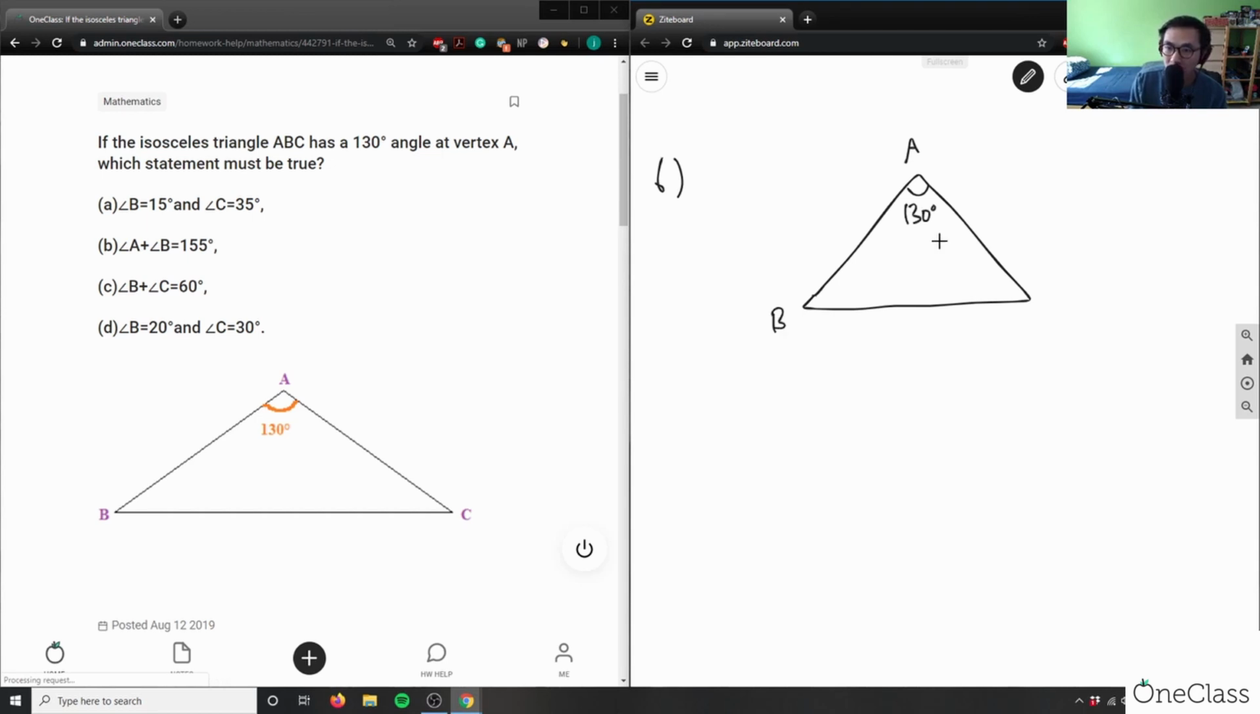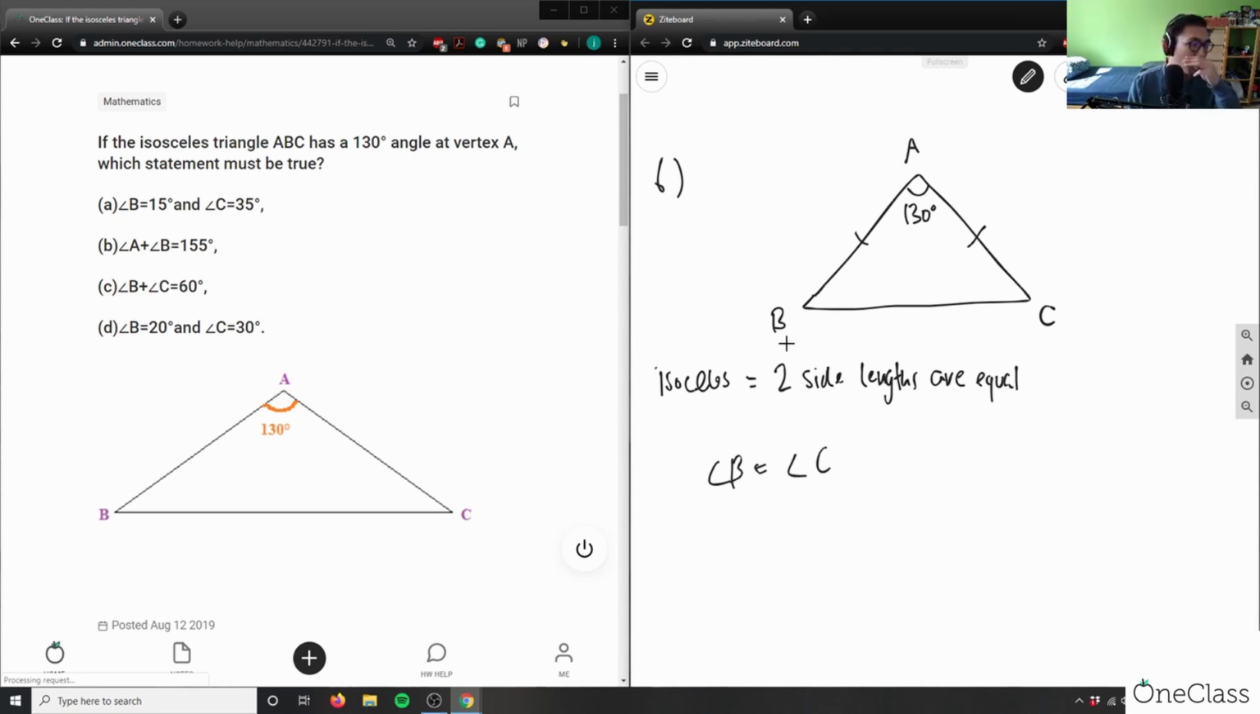This here is B, and this here is C. So it's saying the isosceles triangle, what does isosceles mean? Isosceles means that two of my sides have equal lengths, right? So I can say this side length and this side length are equal to each other. If those two side lengths are equal, then the two angles here must be equal as well, right? Angle B has to equal angle C.